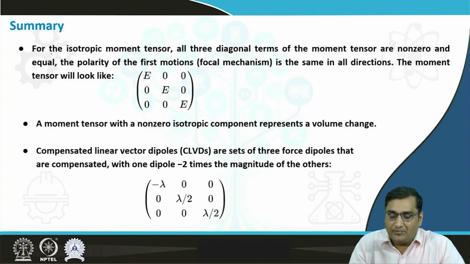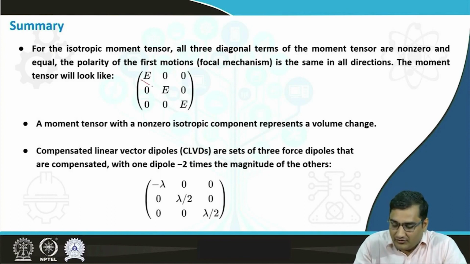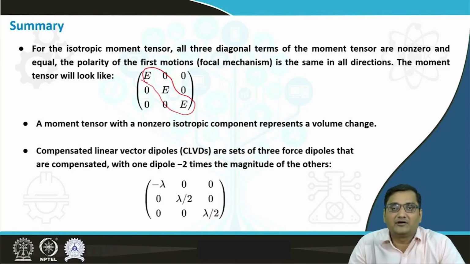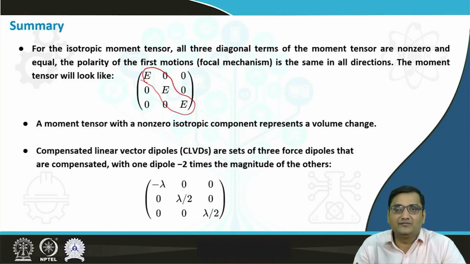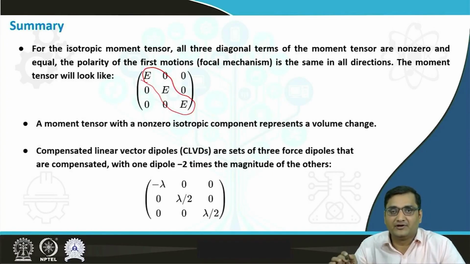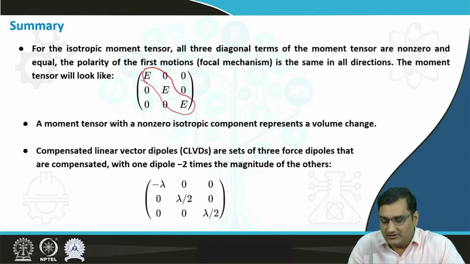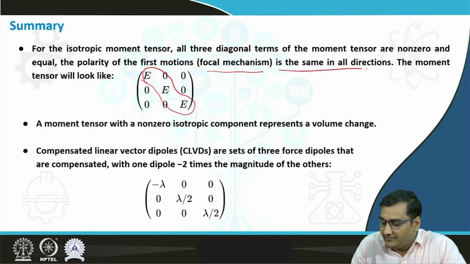For an isotropic moment tensor, the diagonal terms are non-zero and are equal. For example, in this one you can see these are non-zero and all equal. These are isotropic moment tensors. In that case, the first motion will be the same in all directions, so the polarity of the first motion, the focal mechanism, is the same in all directions.